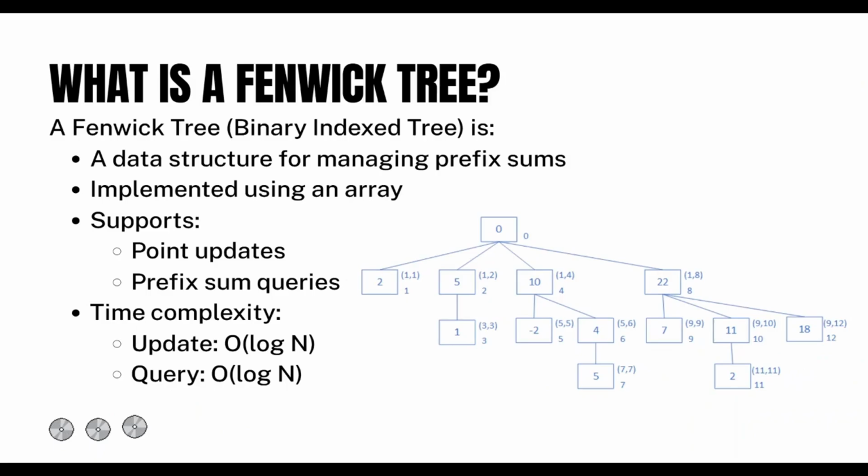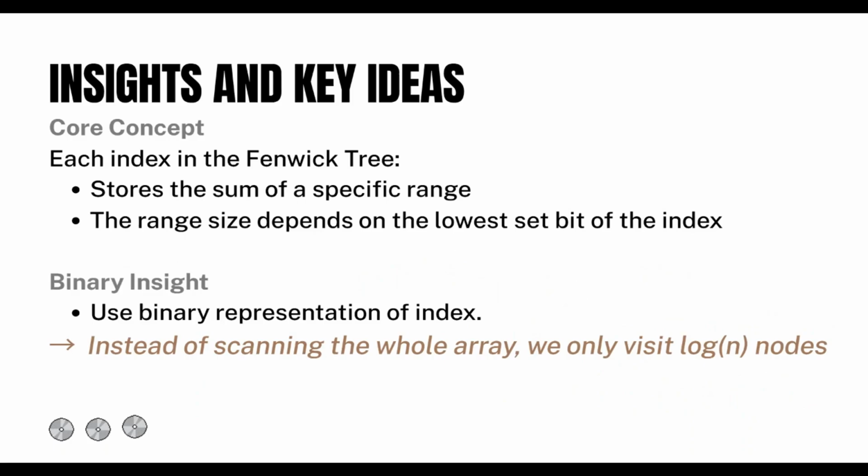So let's talk about the Fenwick tree. What is the Fenwick tree? A Fenwick tree, or binary indexed tree, is a data structure for managing prefix sums, implemented using an array. It supports point updates and prefix sum queries, and the most prominent feature of this data structure is that the time complexity of updating is O(log n), and the query is also O(log n). So this is a very fair trade-off.